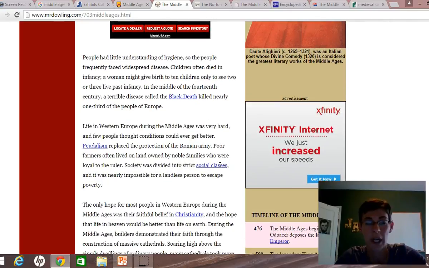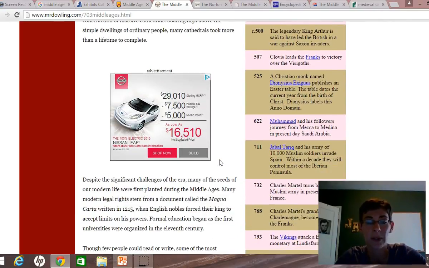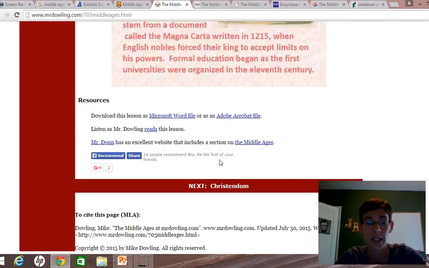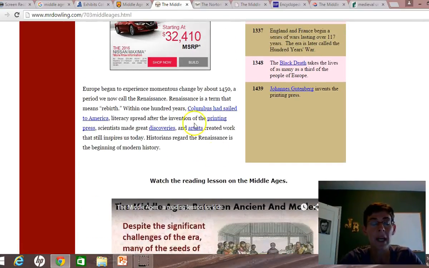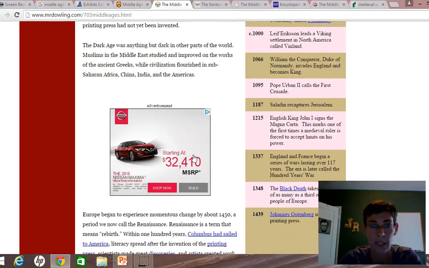So scroll down, scroll down, scroll down. Keep going. Go all the way down to the bottom. Go to the conclusion, as I call it. Okay, so now we go up. Europe began to experience momentous change by about 1450, a period we now call the Renaissance. Okay, now it's talking about the Renaissance. So that's past the Middle Ages.